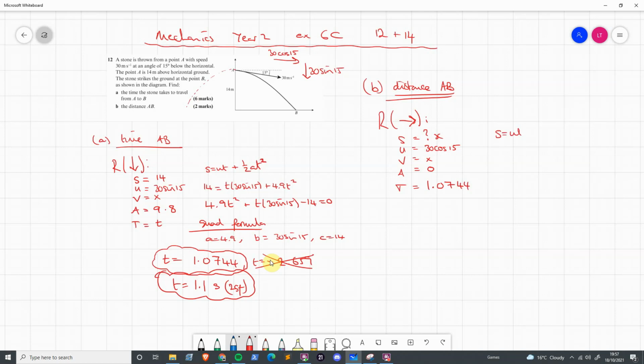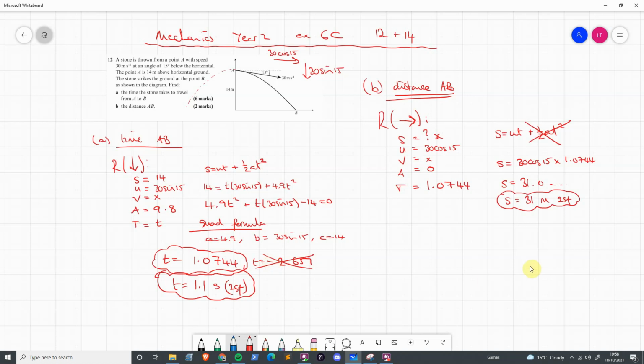S equals ut plus half at squared. Well, if a is 0, that all turns to 0. So it's just S equals 30 cos 15 times 1.0744. And that equals 31.0 something. So 2 significant figures, 31 metres. So that's that question done. Just a little 2-mark question there.